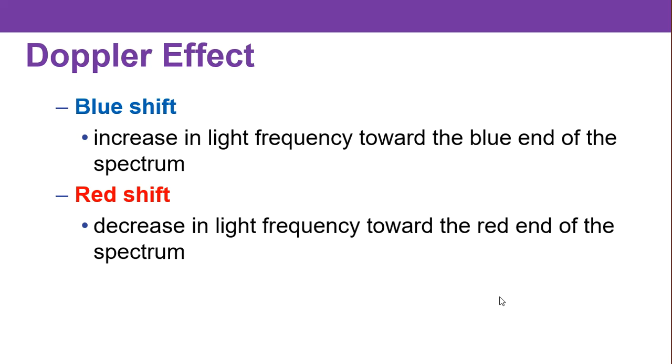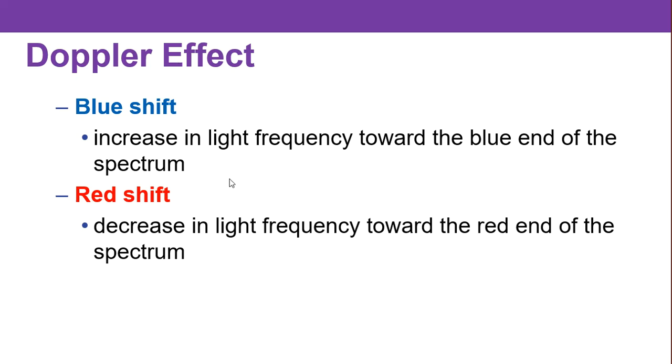Simply put, in chapter 19, we see that blue shift is the increase in light frequency, bluer light, toward the blue end of the spectrum, and then red shift corresponds to light frequencies toward the red end of the spectrum.